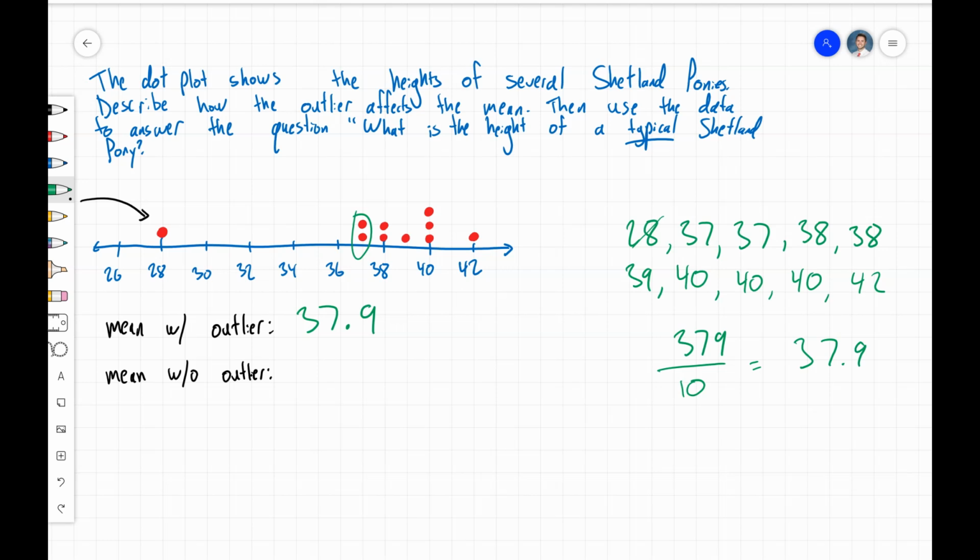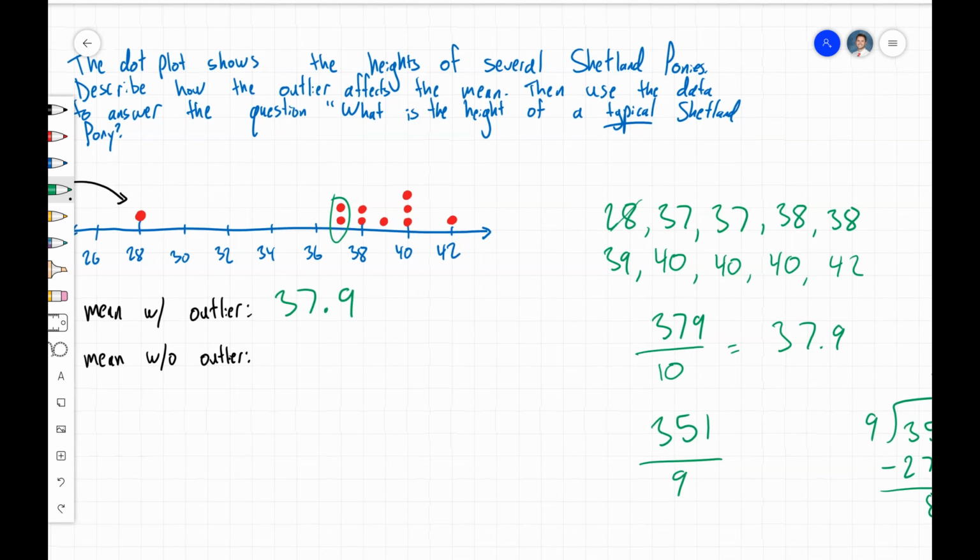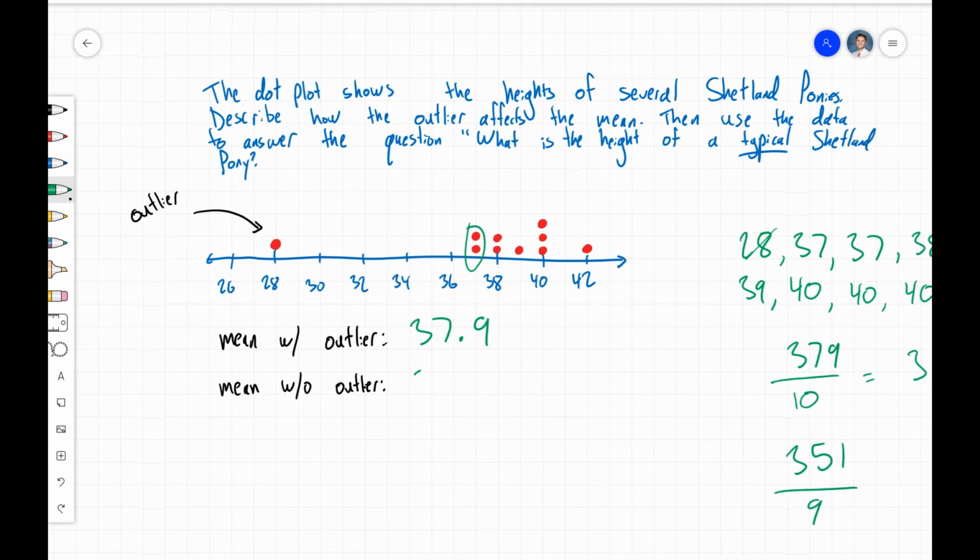When we add all of those values together, we get 351, and we're going to be dividing that by 9. So 9 goes into 35 3 times, that's 27. 35 minus 27 is 8, and 9 goes into 81 9 times. So without our outlier, we get a mean of 39. If we want to compare these two, we can see that when we include the outlier, it brings our mean or average height down by more than an inch.